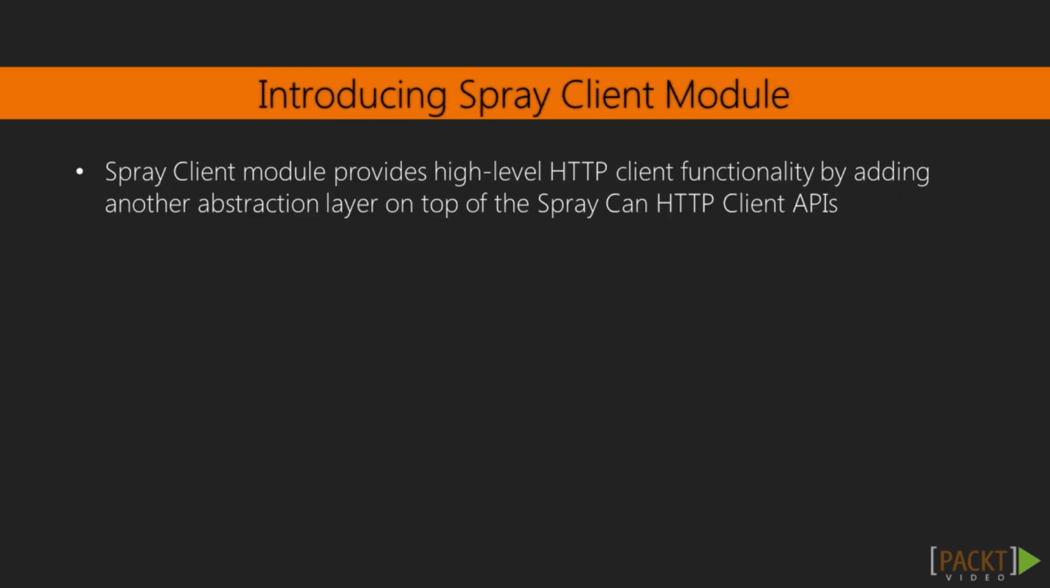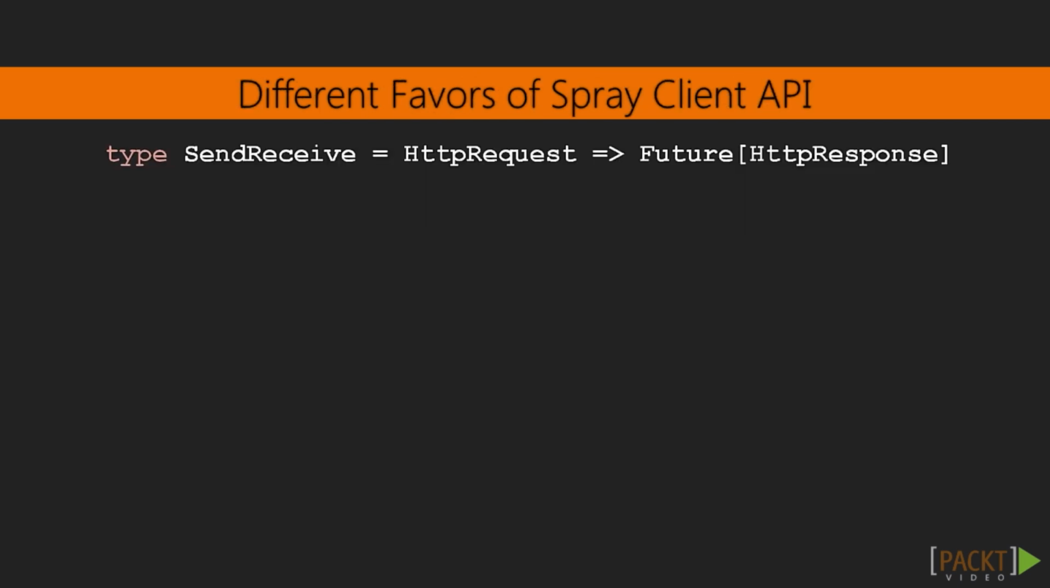Spray Client is probably one of the smallest Spray modules with respect to exposed API and implementation. It is almost solely built on top of another module, Spray Can, and its HTTP client API. Spray Client is built around a single send-receive abstraction, or better to say, pipeline, which is just a function from HTTP request to future of the HTTP response.